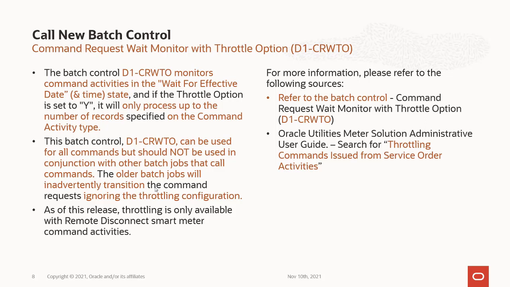Please note, this batch control can be used for all commands, but you shouldn't mix and match using the old command batch control and this one. If you're going to use throttling, you need to use this new batch control, because if you use the old batch job for calling commands, it will inadvertently transition these disconnects and will ignore throttling, ignoring the configuration. So if you're going to use throttling, you need to use this new batch control D1CRWTO for all commands. And as of this release, throttling is only available with remote disconnect smart meter command activities. It's not available for anything else.